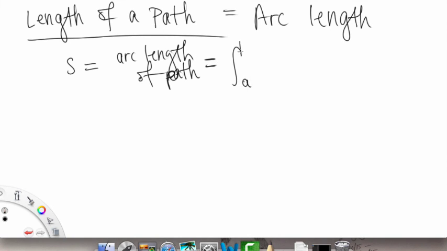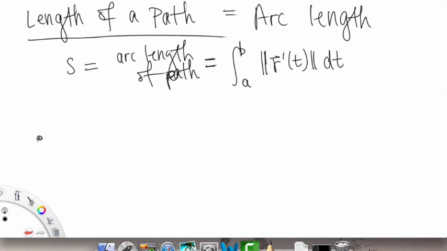Okay, so here's the formula for arc length. I'll just put it out there right now. It's the integral from a to b of the magnitude of r prime of t, dt. Again, I'll go over the difference between a curve and a path.